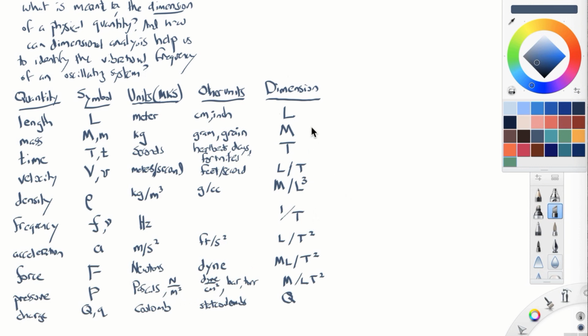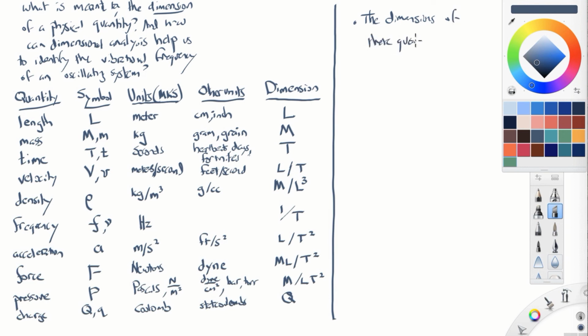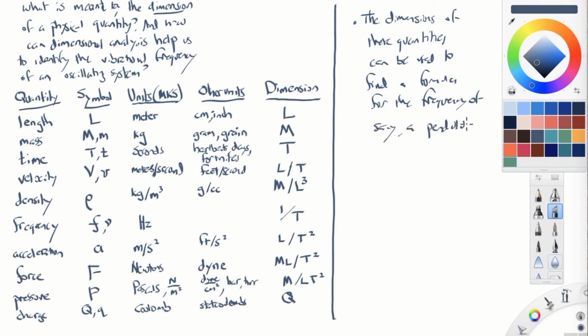Okay, so here we're showing how to identify the dimensions of various quantities. And where are we going with this? I'll probably have to stop here, but where we're going with this is we want to be able to find a formula for, let's say, the frequency of vibration of a pendulum. And we can figure out how it depends on these quantities if we want the dimensions to work out right. So these are the dimensions of these quantities. By carefully analyzing them, they can be used to find a formula for frequency. Formula for the frequency of, say, a pendulum. And that is what we will come back to next time. So let's stop there.